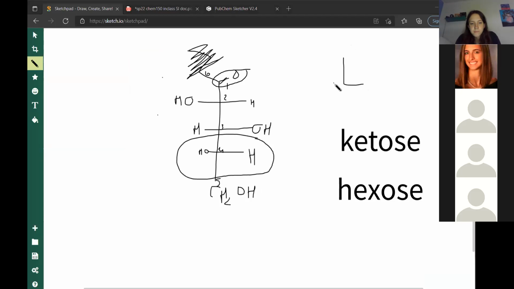And so that's how you would do a molecule like that. Again, remember, count your carbons. So you get whether it's a pentose, hexose, heptose, whatever prefix that is. And then ketose versus aldose, whether it's a ketone up here or an aldehyde.